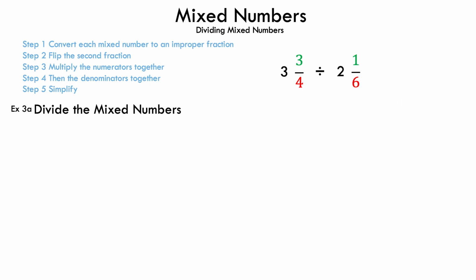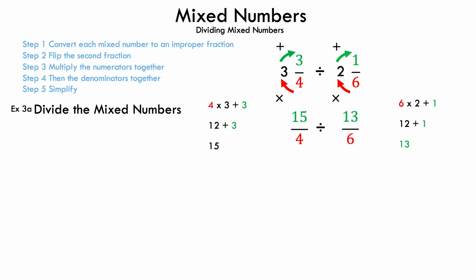Now let's take a look at 3a, where we have 3 3/4 divided by 2 1/6. Same process. We need to convert each mixed number to an improper fraction, and we do that by multiplying the denominator and the whole number and adding the numerator. And in this case, it is 4 times 3 plus 3. That gives us 15. We keep the same denominator, which is 4. So our improper fraction is 15/4. Do the same process to the second mixed number, and we get 13/6.